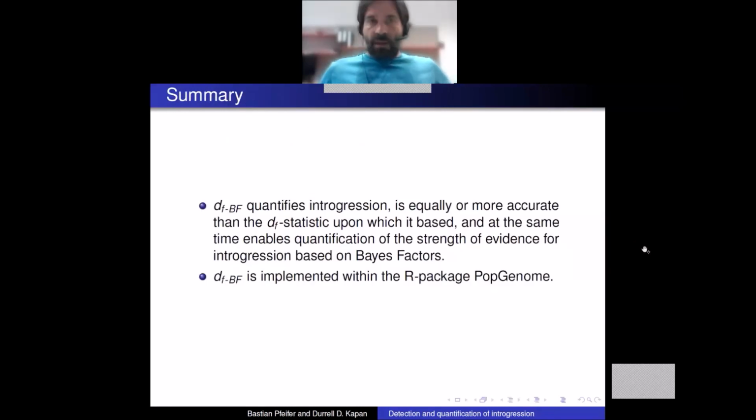So to summarize, we propose a new method, DFBF, which quantifies introgression, is equally or more accurate than the DF statistics, and at the same time enables quantification of the strength of evidence for introgression based on Bayes factors. And we have implemented the methods within the R package PopGenome, so researchers can apply these methods to whole genomes, sliding windows, or feature-based windows like scanning genes and so on.